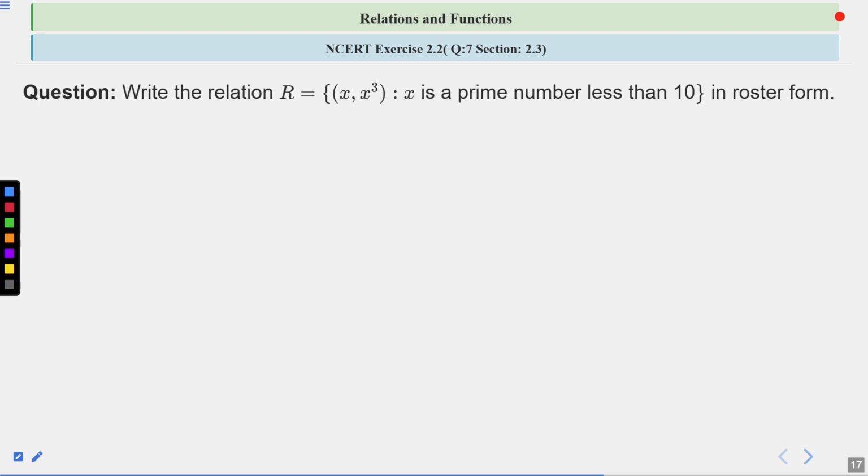This question. We have a relation R described as the collection of all ordered pairs (x, x cube) such that x is a prime number less than 10. Write this set builder form in roster form. You will have some seconds to try this problem, then afterwards we will move on to the solution slide. So your time starts now.